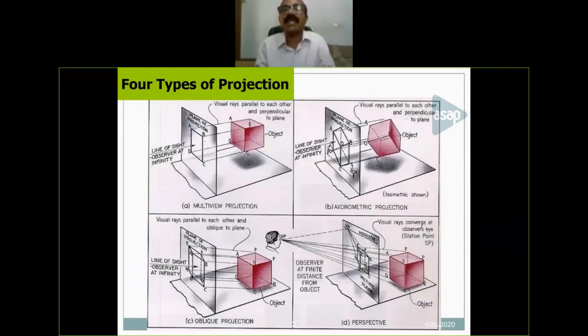But in the case of isometric projection, or axonometric projection, the line of sight or observer is also at infinity, but the plane is slightly inclined, 30 degrees. Similarly, in the case of oblique projection, these are the visual rays, then the plane of projection. The line of sight of the observer here is also at infinity, but the visual rays are parallel to each other and oblique to the planes. Different planes are of oblique shape.